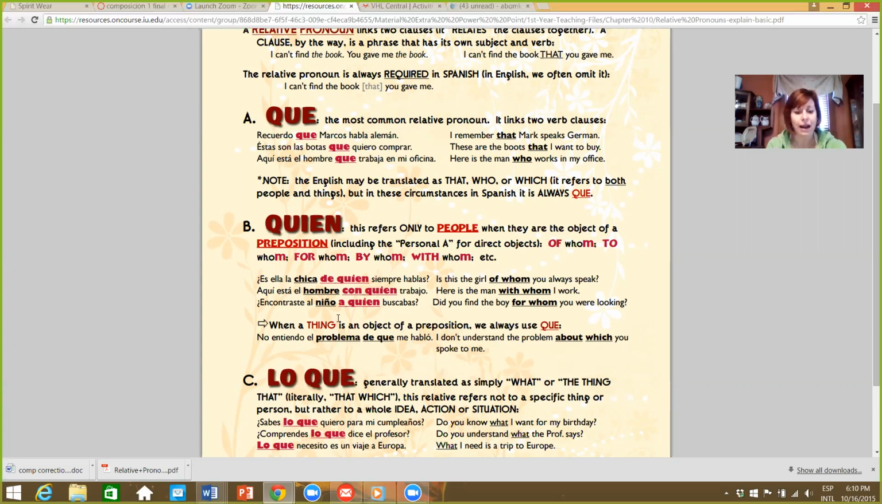Encontraste al niño a quien buscabas. Did you find the boy for whom you were looking? See? So notice that each one of these uses of quien has a preposition in front of it, and we're referring to a person. Okay? Here, we were referring to a person, but we did not have a con, de, para, a, so no preposition.